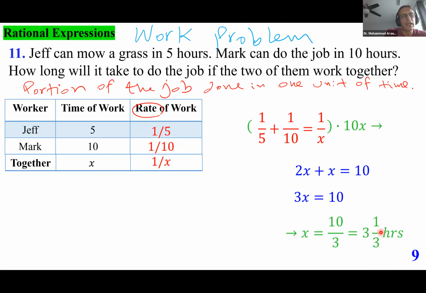So when you go back and look at the numbers, if Jeff can do it in 5, Mark can do it in 10, together must be less than the smaller of the two numbers. So must be less than 5, so it makes sense. In fact, if they do the job in the same amount of time, it will be cut in half. For example, if Jeff can do it in 8 hours, Mark can do it in 8. When they both work together, it will be done in 4 hours.